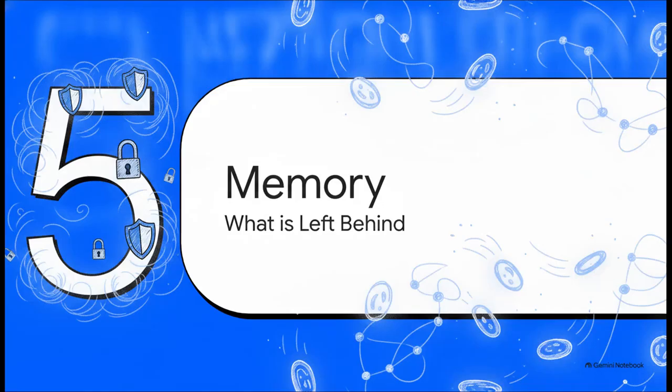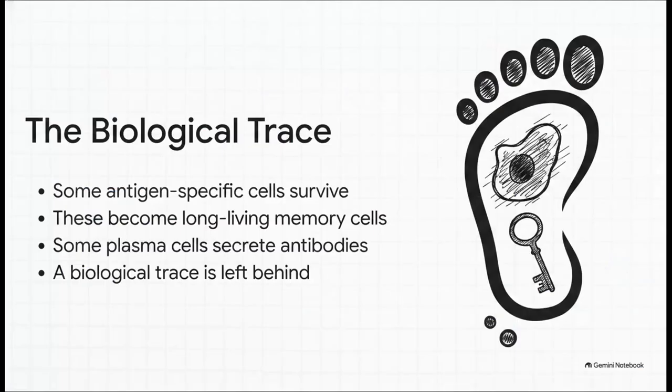But the immune system doesn't just forget, and that brings us to our final section on the timeline, memory, what is left behind. See, not everything disappears during that contraction phase. A small but absolutely vital fraction of those perfectly tailored, antigen-specific B and T cells actually survive. They transition into these long-living memory cells. On top of that, certain plasma cells stick around, continuously secreting low levels of antibodies in the background. What this means is that a biological trace of the infection is permanently recorded in your body.